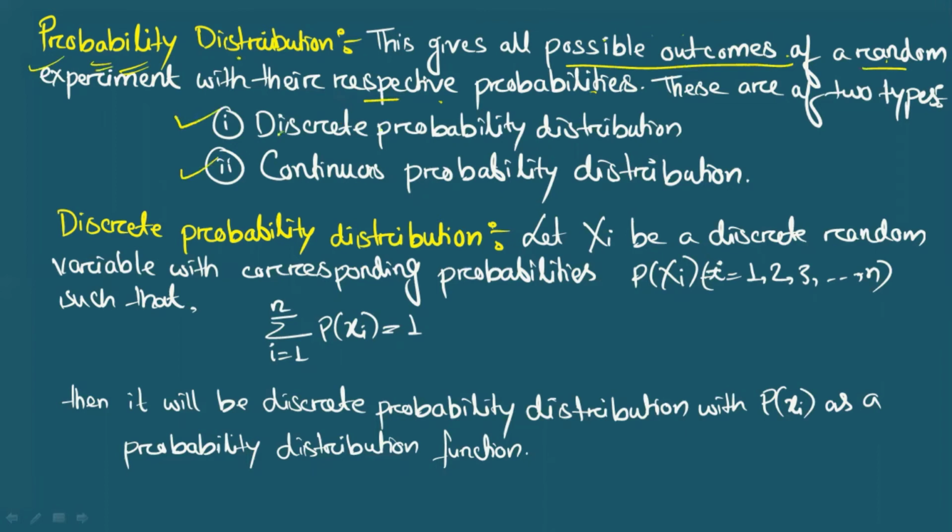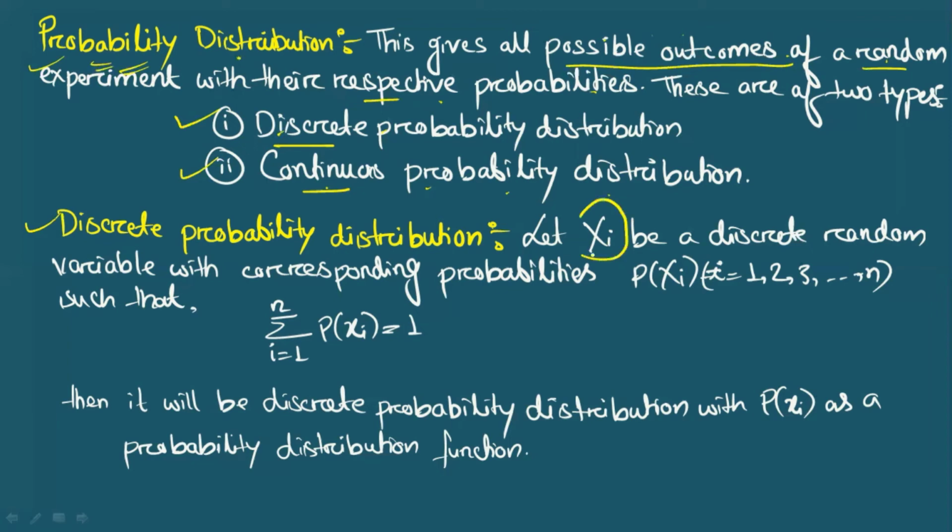The first one is discrete probability distribution and the second is continuous probability distribution. So you see discrete and continuous, what these terms mean we have already seen in the last class, so it will not be very difficult for you to understand what is discrete probability distribution and what is continuous probability distribution. So first let us see discrete probability distribution.